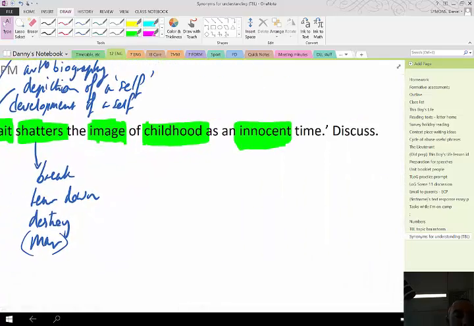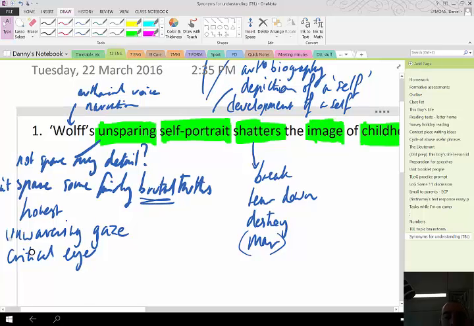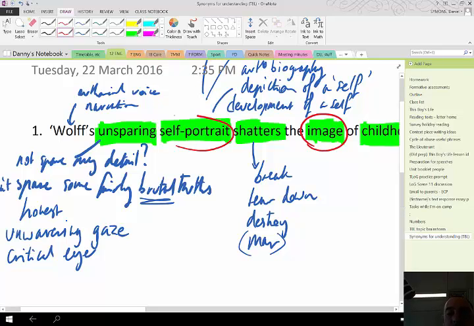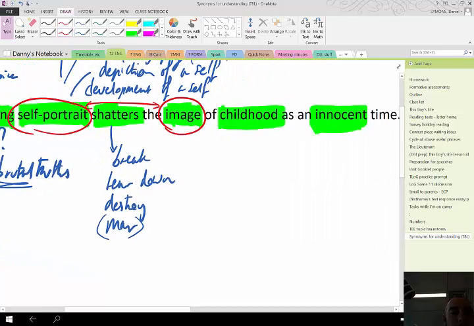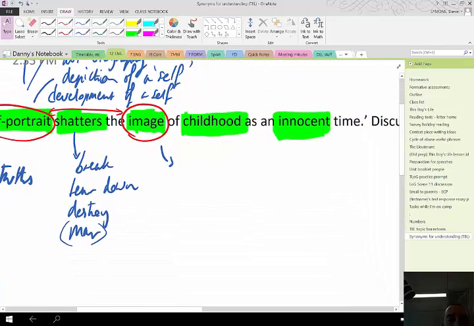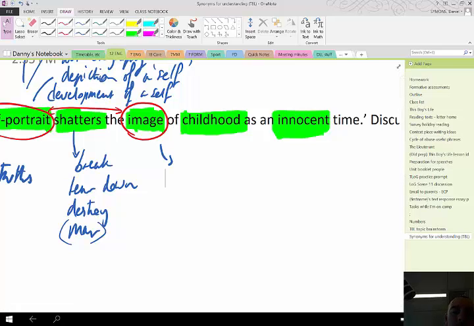Okay, let's look at image. Actually, I'm going to look at image in connection to self-portrait. I'm going to just link these two. Image and self-portrait work together. The other thing that I'm going to pick up with the word image, in terms of a synonym, we've already got an illustration, we've already got a depiction there.